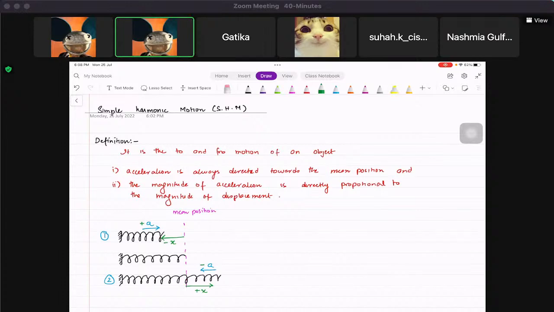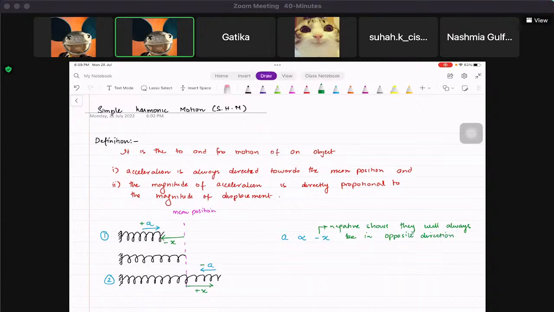what I'm going to claim in front of you is that from the perspective of the definition, acceleration's magnitude is directly proportional to the displacement's magnitude. But I'm putting a negative sign. This negative sign shows they will always be in opposite directions. As you can see, when acceleration is positive, the displacement is negative, and when the displacement is positive, the acceleration is negative. So you just need to remember that.